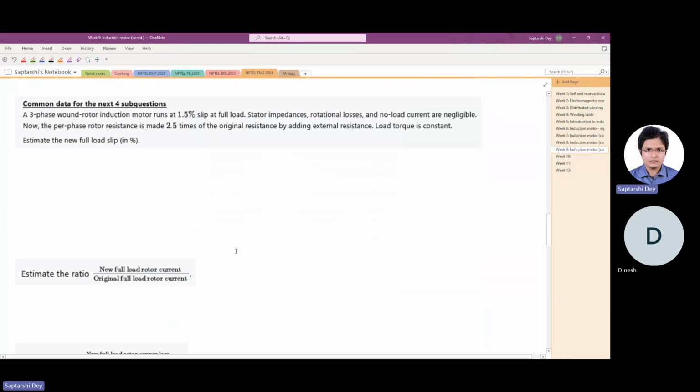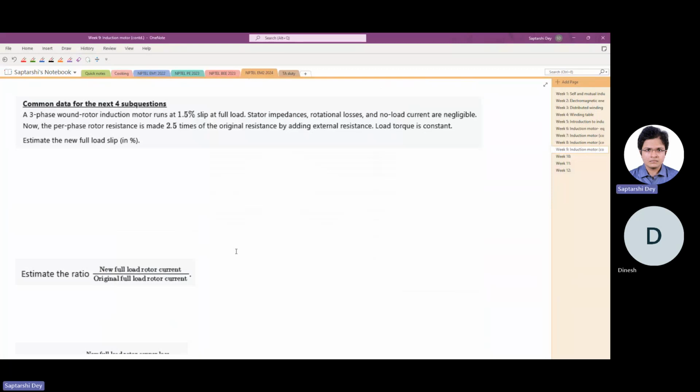A three-phase wound rotor induction motor runs at 1.5% slip at full load. Stator impedances, rotor losses, no load current are negligible. So same conditions as before. Now the per phase rotor resistance is made 2.5 times the original resistance by adding some external resistance. Load torque is kept constant. Estimate the new full load slip in percentage.